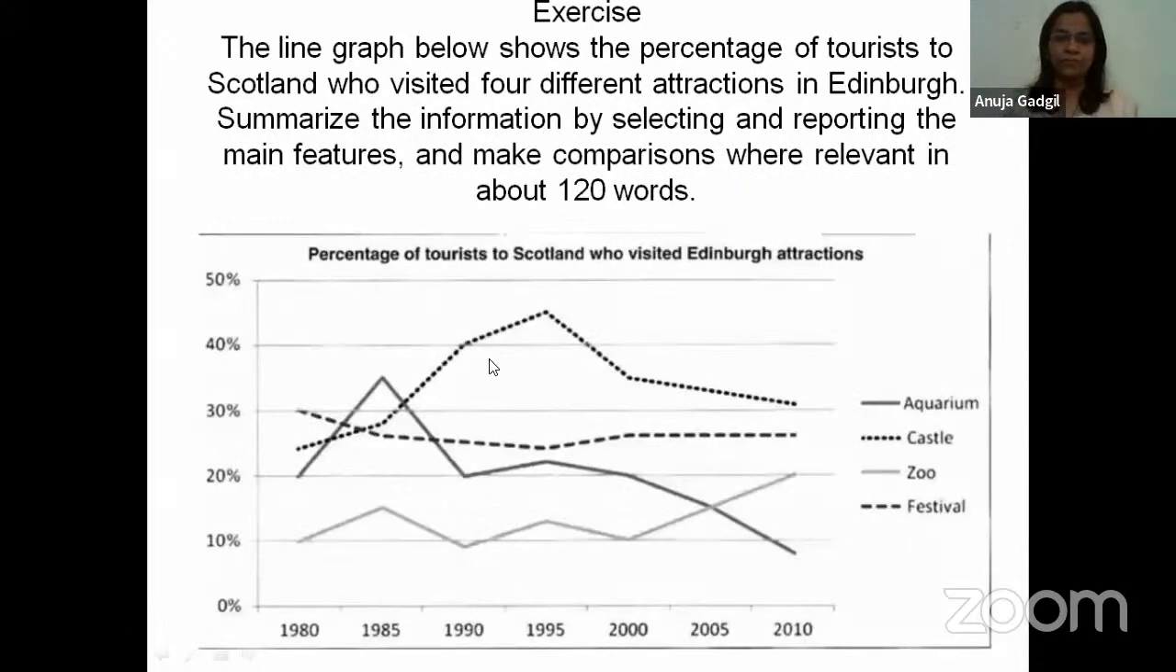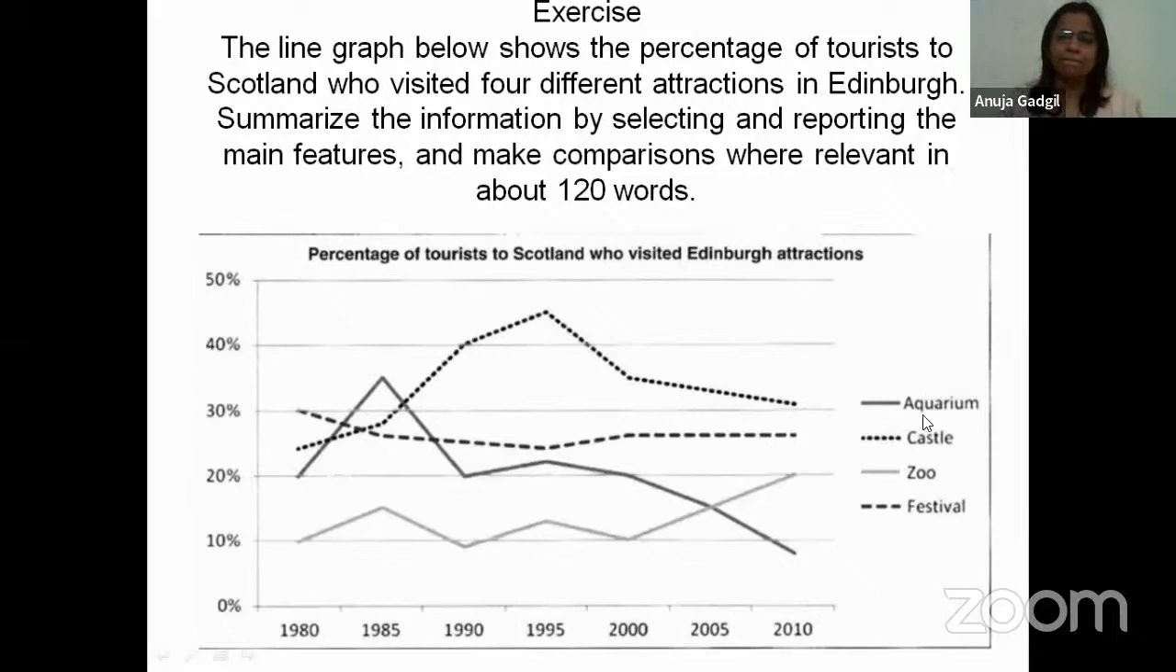So now this is an exercise for you and I hope you will be solving it. This is a line graph and there are 3 values given in it. Basically this graph is a line graph that talks about the percentage of tourists to Scotland who visited Edinburgh attractions. So people who visit Scotland want to see Edinburgh attractions. There's a place Edinburgh and there are lots of places over there to be watched.